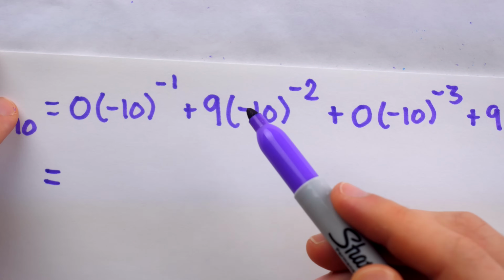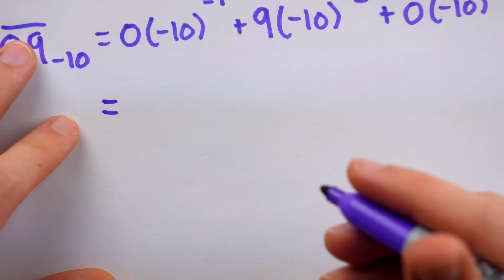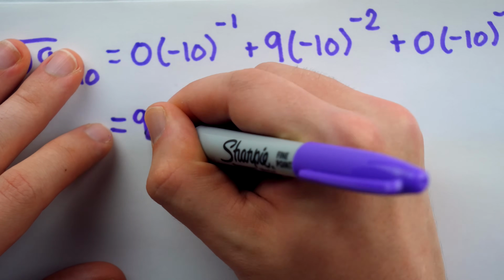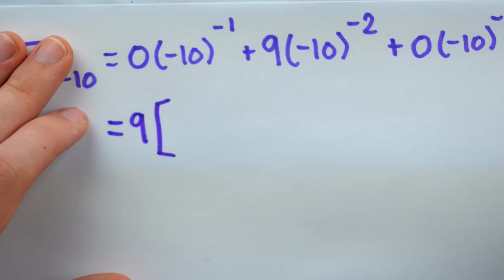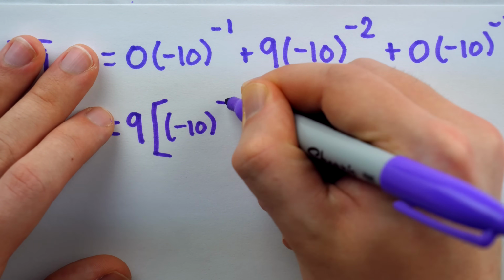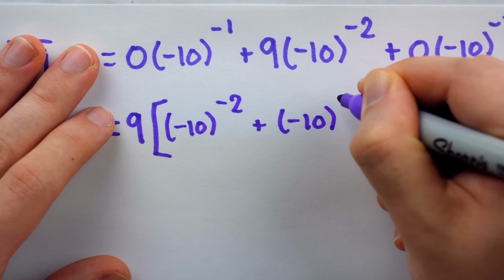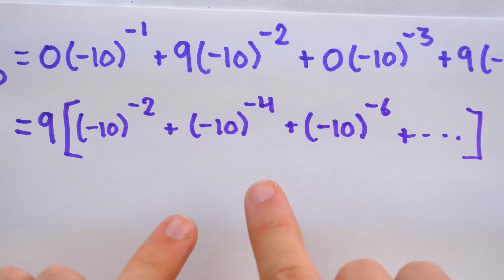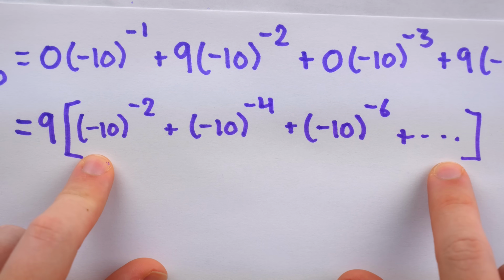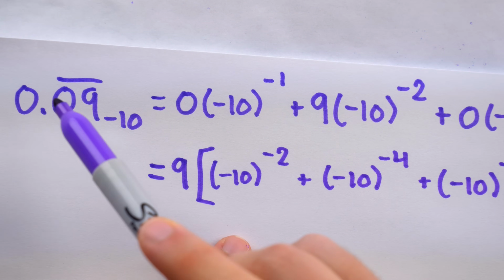Since all of the even negative powers of negative 10 have a factor of 9, we could also take that factor of 9 out, and thus write it in this more simple form of 9 multiplied by negative 10 to the negative 2, plus negative 10 to the negative 4, and so on. Those of you who've learned a little bit of calculus may recognize this as what's called an infinite series, which is really what we're dealing with anytime we have an infinite repeating decimal.